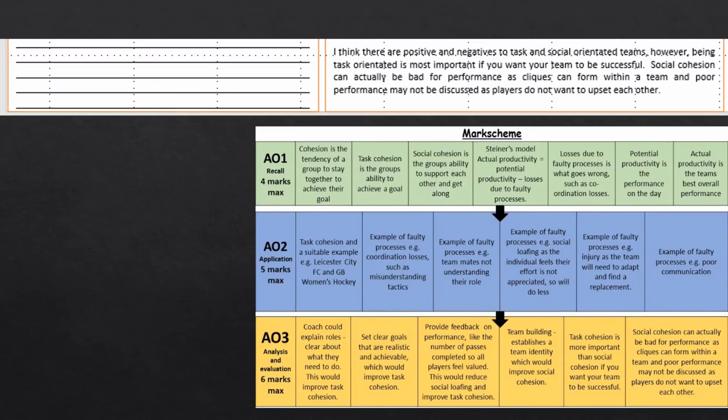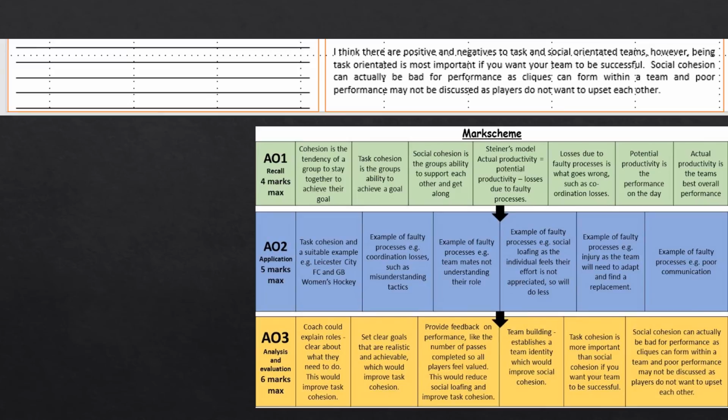For this final paragraph, I want you to do exactly the same as what you've done previously. Read it, highlight any content on the answer and in the mark scheme itself, and then in the examiner's commentary write your own commentary as to why this paragraph is good. Press pause, complete that task, and then press play to check your answers.